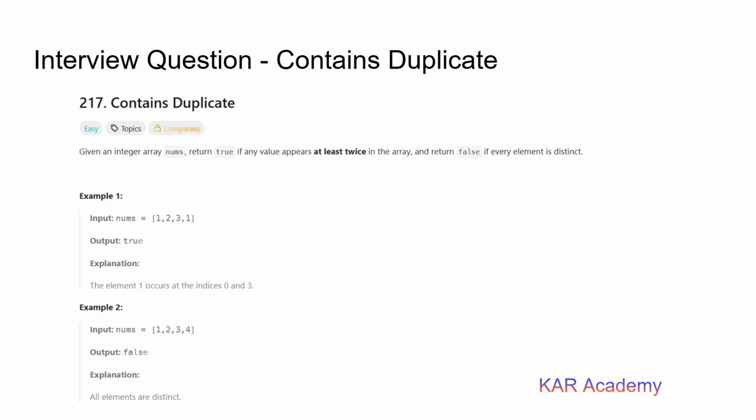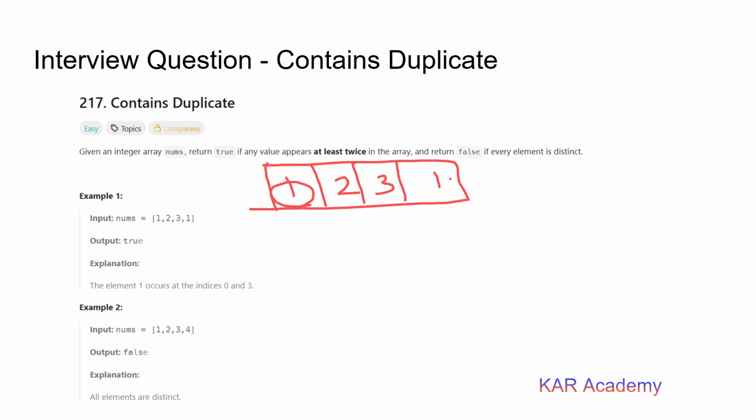This example has four numbers in this array: 1, 2, 3, and 1. In this case, the number 1 is present twice, which means we'll have to return true in this example. The other numbers are just present once, but that doesn't matter. As long as there is one number that is duplicated, or present at least twice, we have to return true.